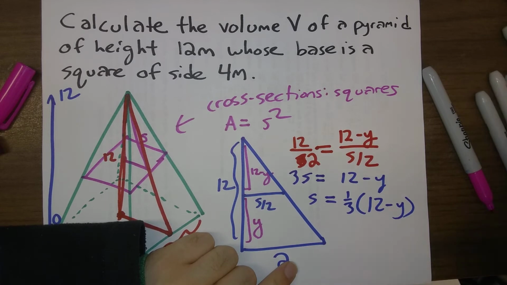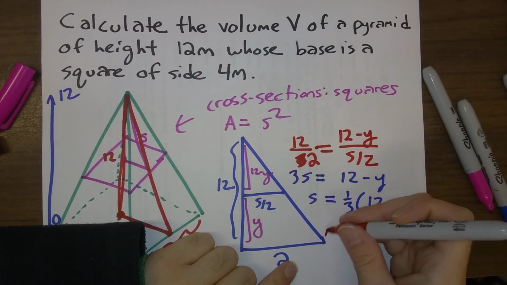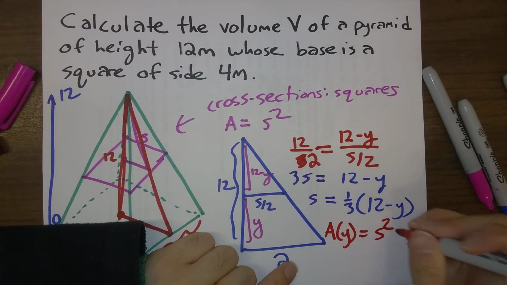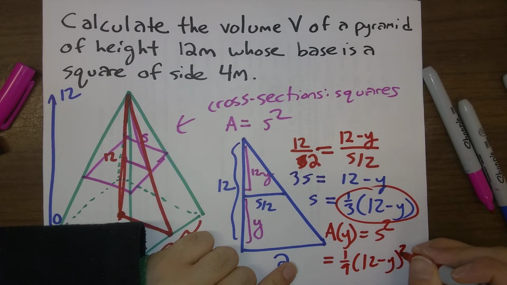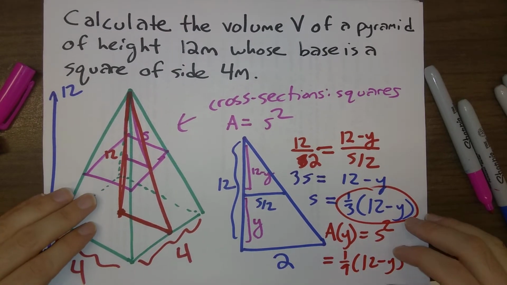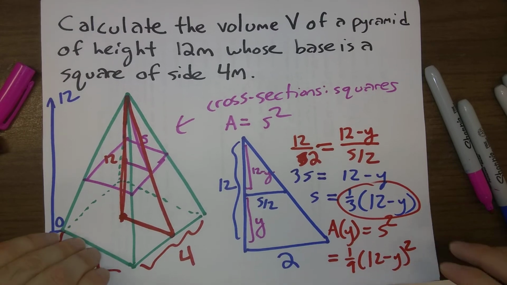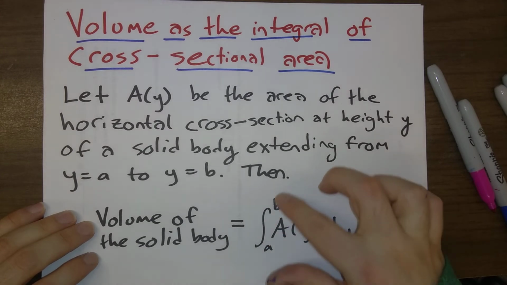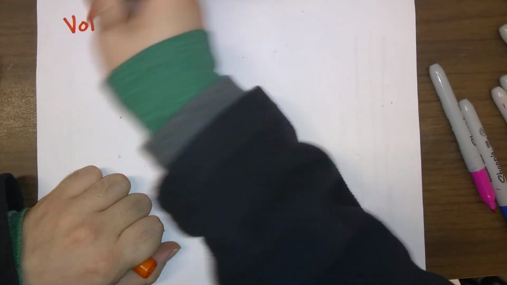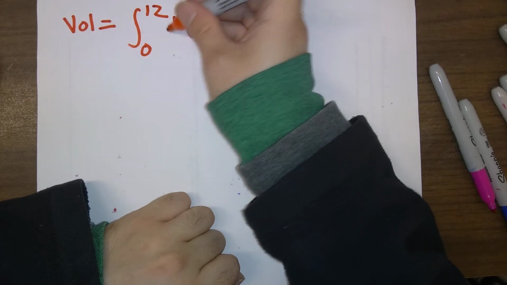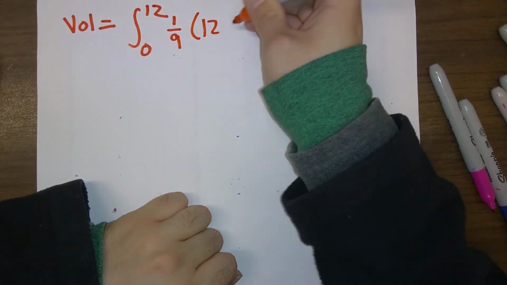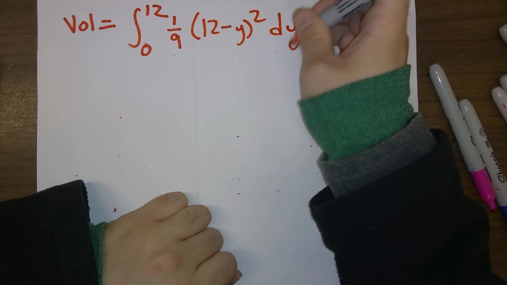So how do we finish things off, or at least finish off figuring out the area? The area in terms of y is S squared, so it's that squared, 1/9 times 12 minus y squared. Okay, so at this point, all we have to do is use our area function. We already said that we're integrating from 0 to 12. And so the volume of the pyramid is the integral from 0 to 12 of the cross-sectional area, 1/9 times 12 minus y squared dy.